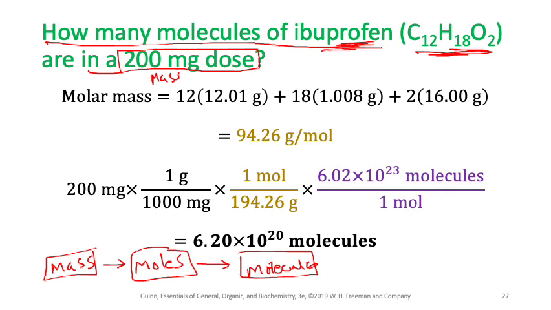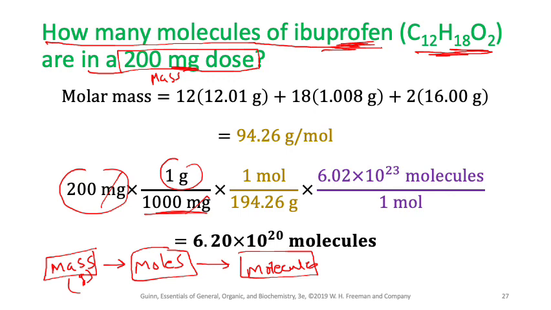So the first thing that we need to know is the mass is always in grams, but the given amount is given in milligrams. So you have to convert milligrams to grams first. So 200 milligrams, how do you convert? 1 gram is 1000 milligrams. So milligrams get cancelled. Now you have grams.